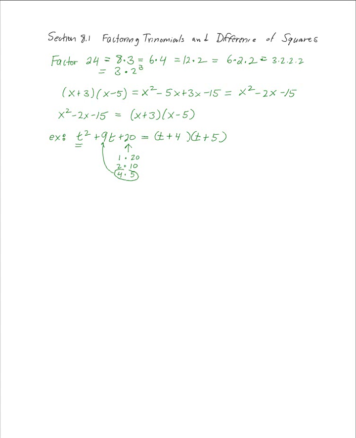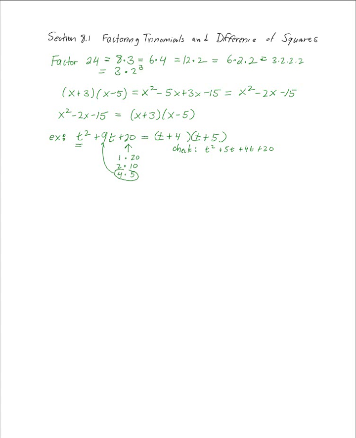And then what you do, once you have your binomials written down, you have your guess, you FOIL it out and you check. So here's my check. I would have t squared plus 5t plus 4t plus 20. Yep, there's the right answer. Combine my like terms, I get the 9t in the middle.